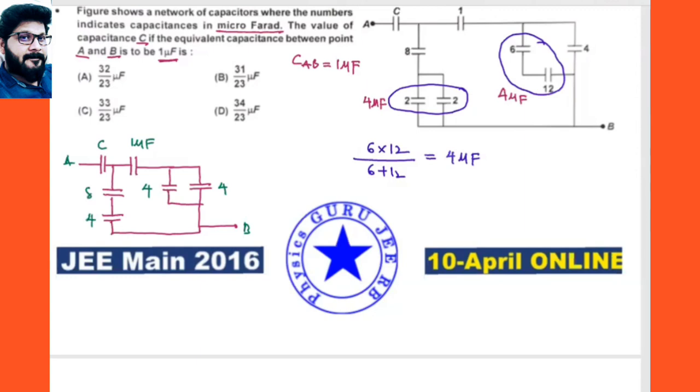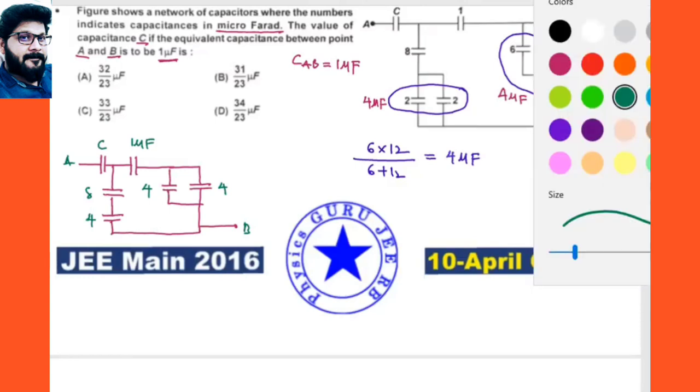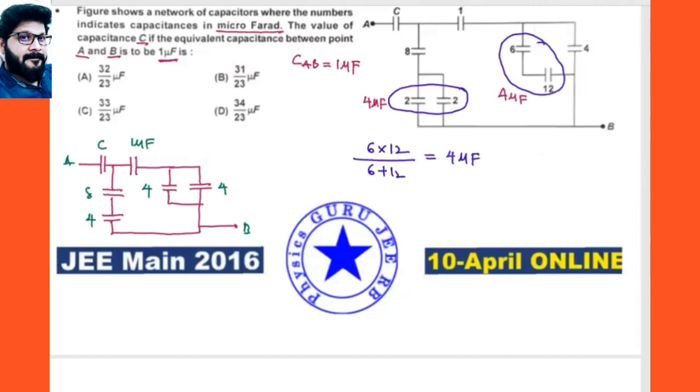Now again, this 4 and 4, how are they? Can you tell me? In series or parallel? Parallel to each other. Now can you tell me how much parallel will become? 4 and 4 are in parallel. Answer is 8. So this complete will become now 8 microfarads.